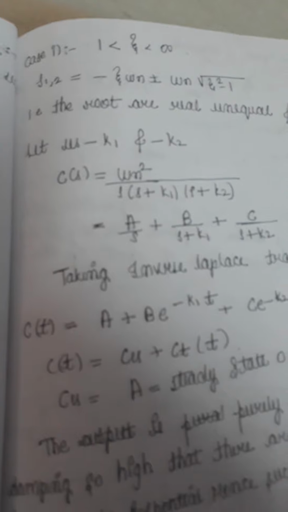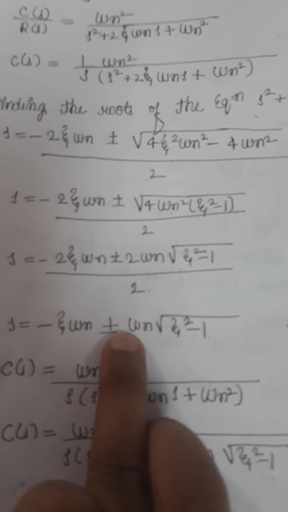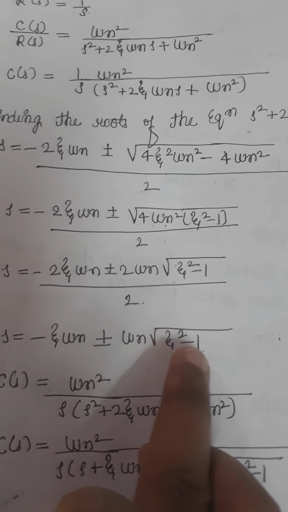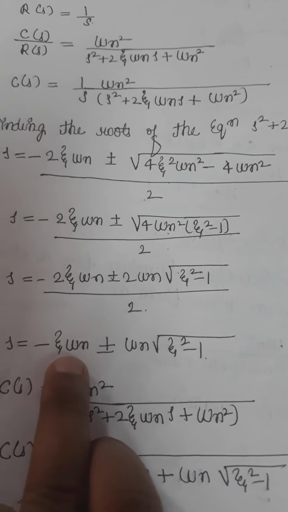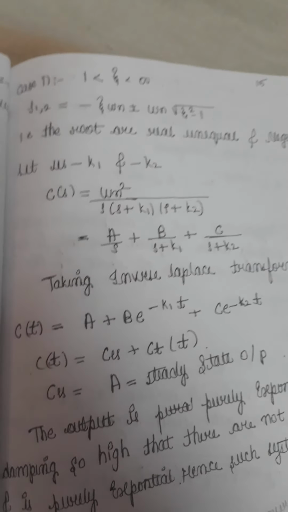So we'll see here the different cases. The first case is when the value of zeta is in between 1 and infinity. So already we know the two roots, we have calculated here. One is the plus root and the second one is the minus root, that is minus zeta omega n plus omega n under root of zeta square minus 1, and the second one is minus zeta omega n minus omega n under root of zeta square minus 1. That's why I have written that as s1, 2.